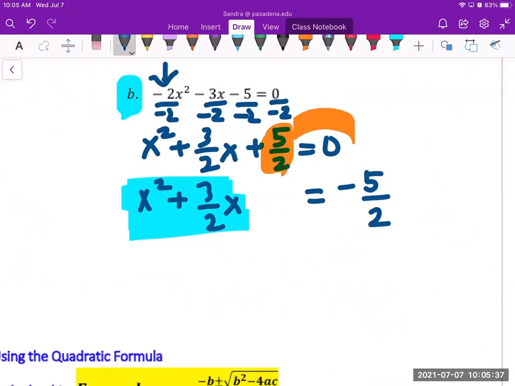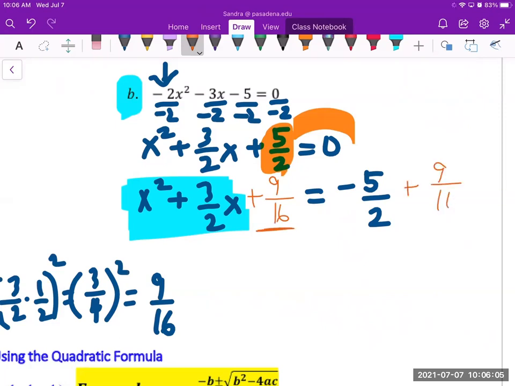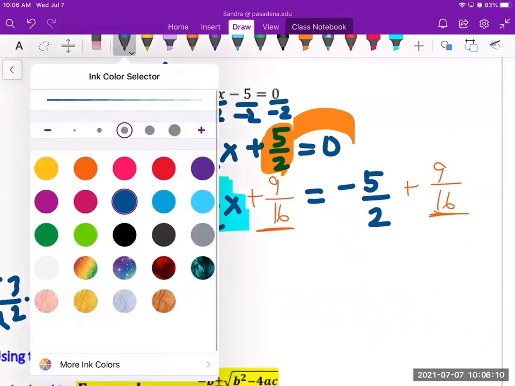So in this case, I'm going to get the middle term number. This is 3/2. I'm going to multiply 3/2 by 1/2, and then I'm going to square that number. Well, this is 3/4 squared. That gives me 9/16. So I'm going to add that 9/16. But if I add 9/16 on one side, I must add the 9/16 on the other side. Now I'm going to factor the left side.